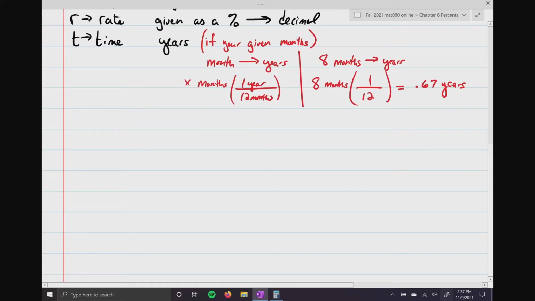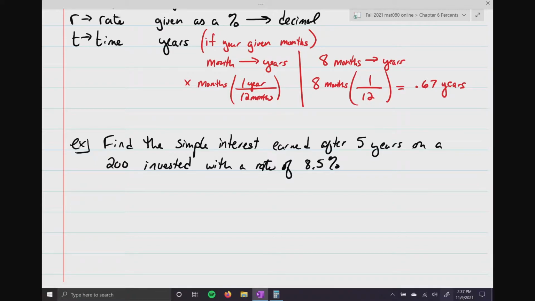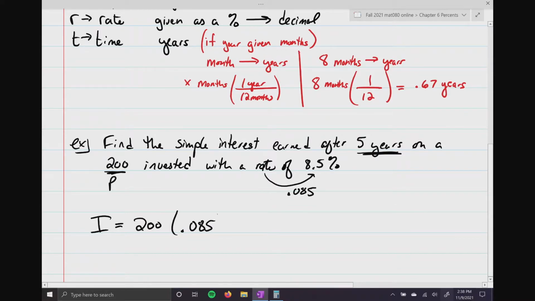So here's just a simple problem, pun intended, for simple interest. Let's find the simple interest earned after 5 years on a $200 investment with a rate of 8.5%. Okay? So first thing you want to do is just check. Make sure everything's in the units you want. So time is 5 years. That's good. $200, that's the amount invested. That's our principal. And then the word rate, well, that tells me that my rate is going to be 0.085. So interest is going to equal 200 times 0.085 times 5 years.